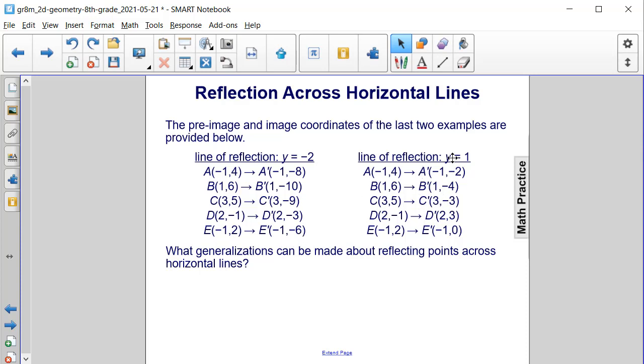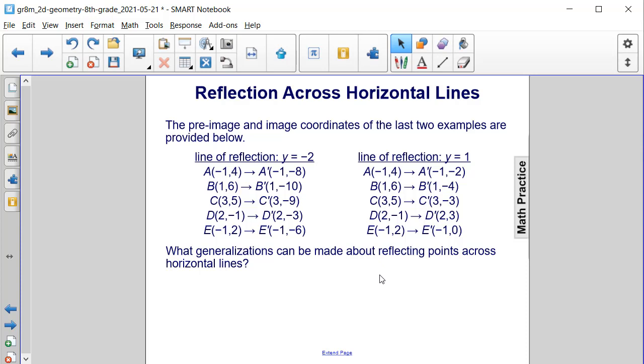And when the line of reflection was y equals 1, A went from (-1, 4) to A prime (-1, -2). B went from (1, 6) to B prime (1, -4). C went from (3, 5) to C prime (3, -3). D went from (2, -1) to D prime (2, 3). E went from (-1, 2) to E prime (-1, 0).